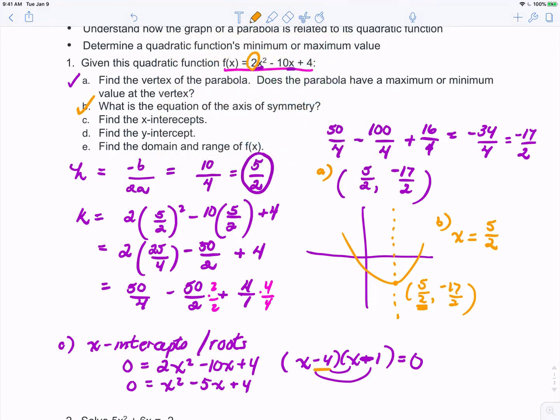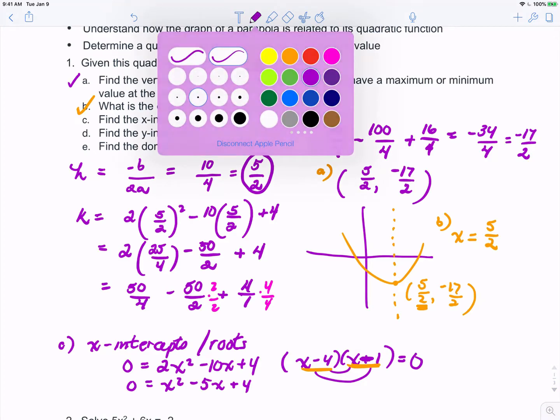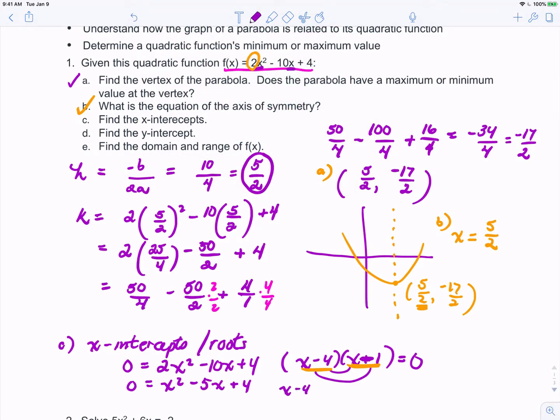And so now we can find the intercepts. We just set each of those equal to 0 and solve. So if x minus 4 is equal to 0, that tells us x is equal to 4. And if x minus 1 is equal to 0, that tells us x is equal to 1. So the intercepts are at the points (4, 0) and (1, 0).